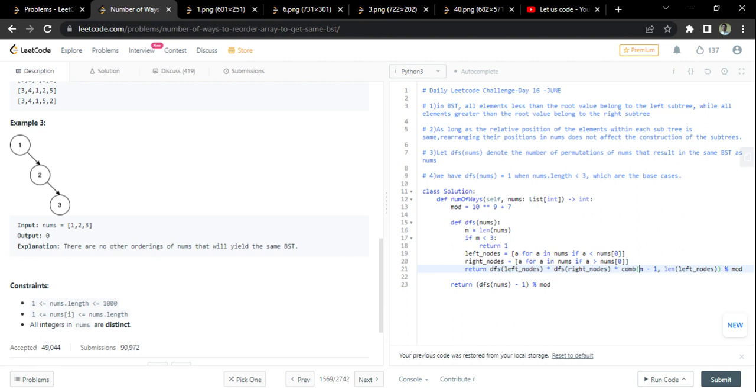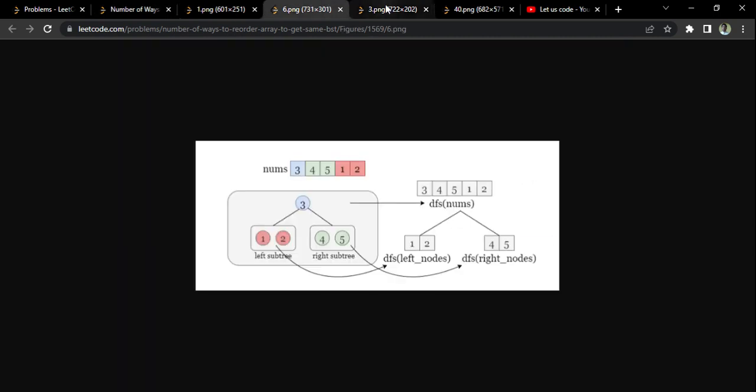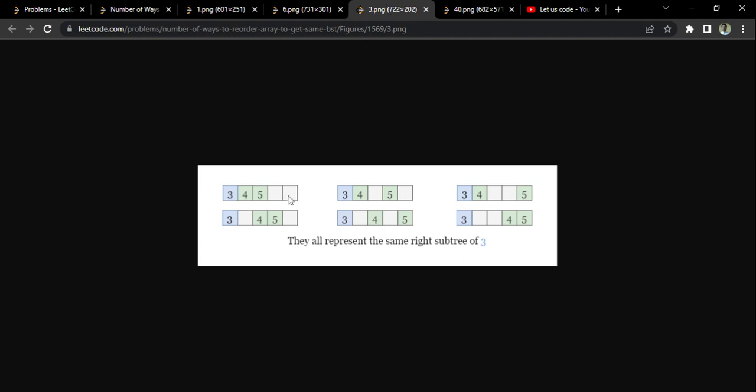Why are we doing -1? Because we are ignoring the root. The root is always fixed, so I am representing the length. So -1 means we are ignoring the root. As I did the calculation for this, here 5 elements are there. Do a -1 because I'm not taking the root.